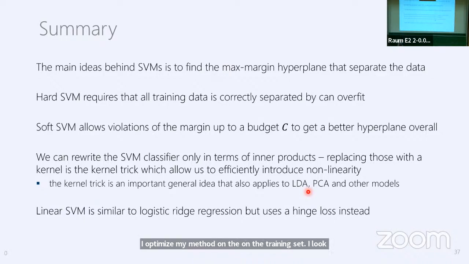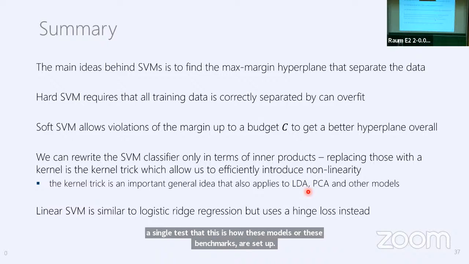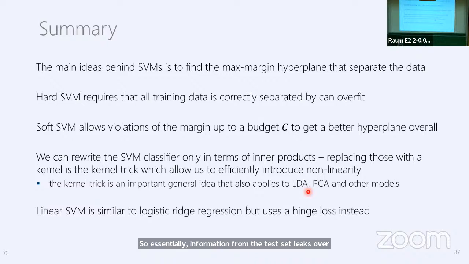But then I develop a new method in the future. Now, all of the knowledge I've learned from the first method, the information from the test set has leaked, right? Because I've looked at the test set. But I don't have a new test set. There's a single test set. This is how these benchmarks are set up. So essentially, information from the test set leaks over time. As people develop new models, they cite each other, they get more intuition of how ImageNet and this benchmark works. Information from the test set leaks.